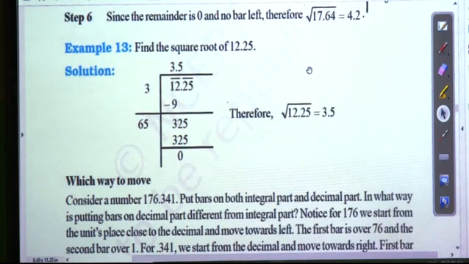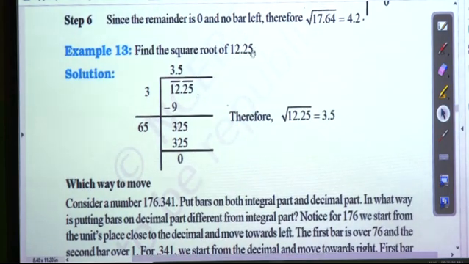Next, find the square root of 12.25. Find the square root of 12.25. Putting the bars: first we have put for the integral part, that is 12, and after that to the decimal part, that is for 25. First group 12. Nearby square, that is 3 square is 9. 3 3s are 9. 3 remaining.